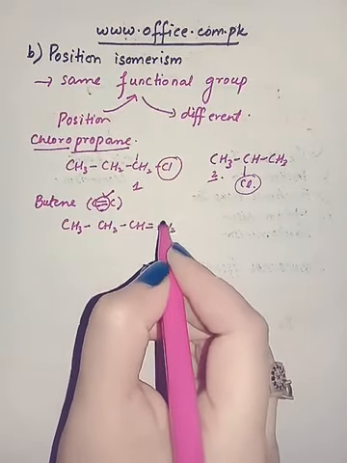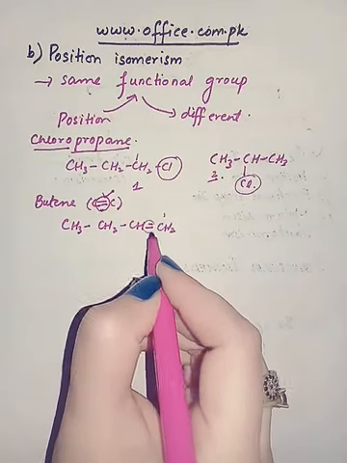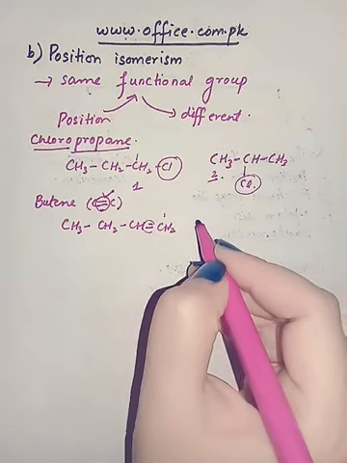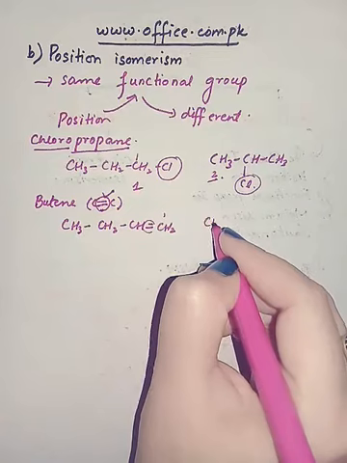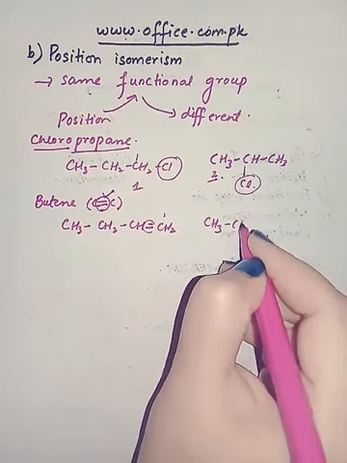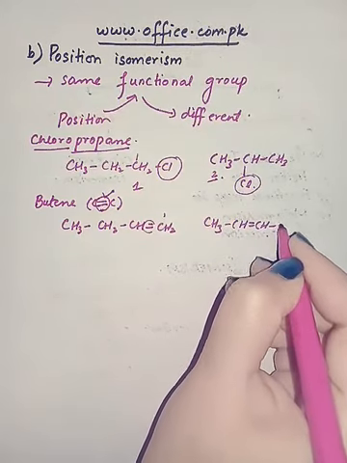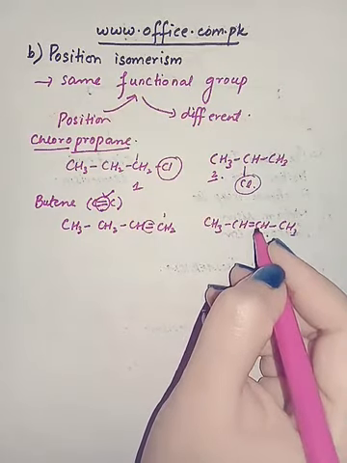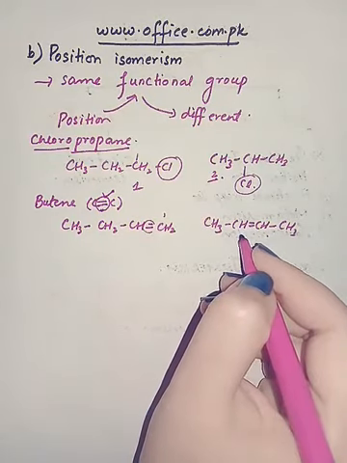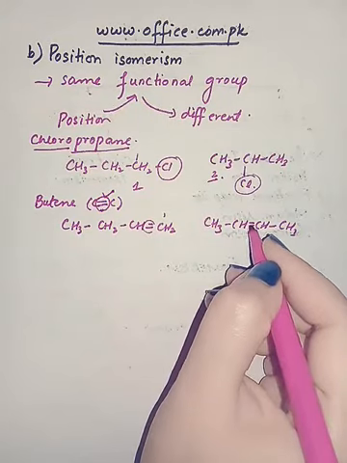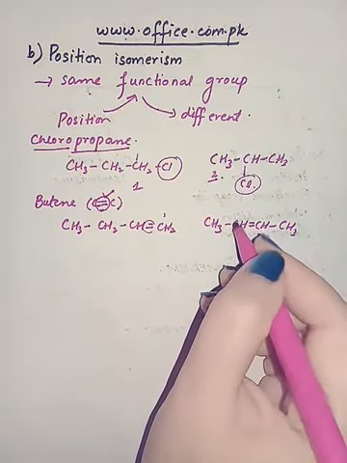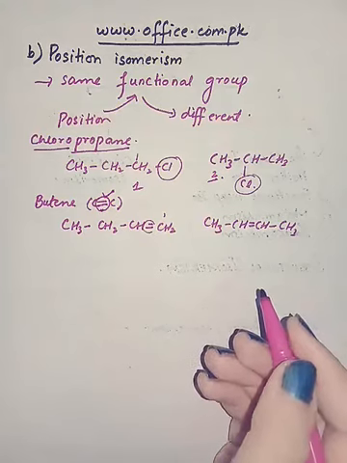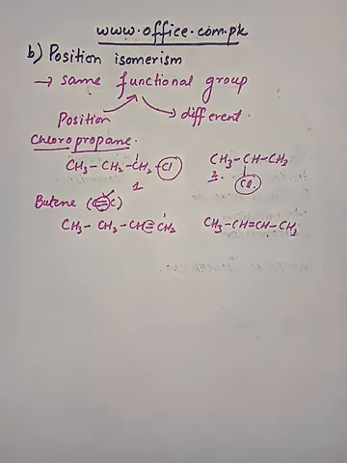Now this is 1 butene, as on carbon number 1 we have the double bond. On the other hand, here the double bond is shifted between the 2 and 3 carbon, so it will be 2 butene. The double bond is between carbon number 2 and carbon number 3, so it will be 2 butene.